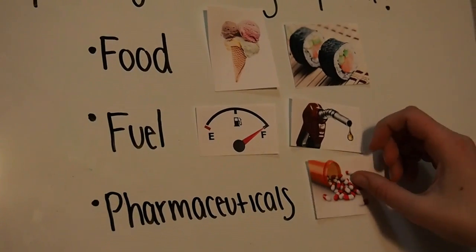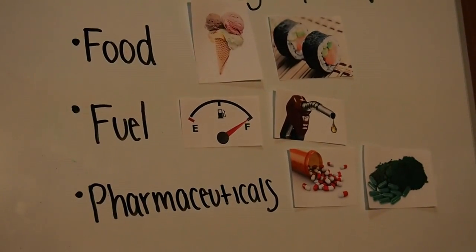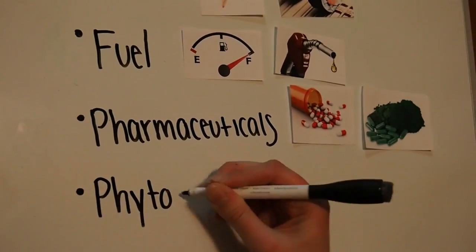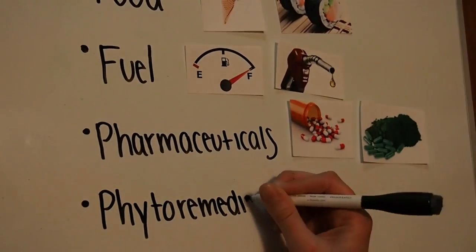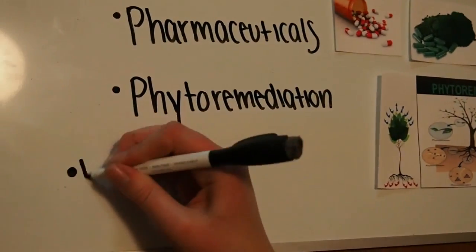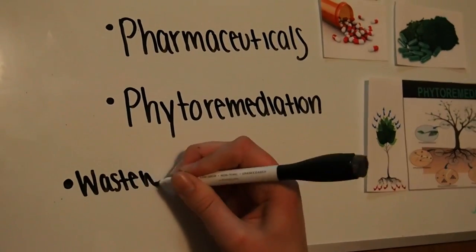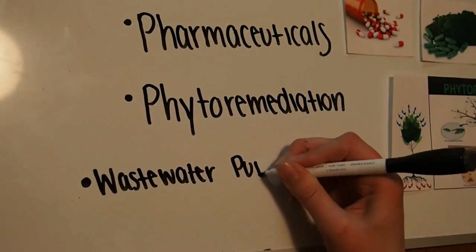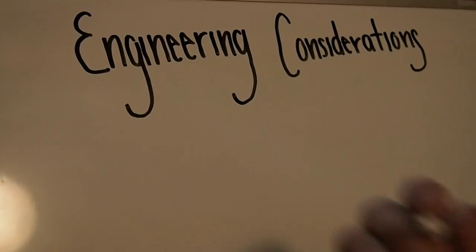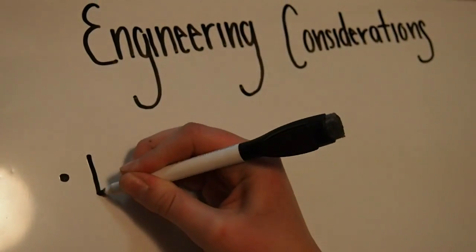Algae can also be used to remove contaminants from environmental surfaces in a solar energy-driven technique called phytoremediation. Lastly, algae is used for wastewater purification. Due to its synthetic capabilities, algae can convert solar energy into useful biomasses while eliminating harmful elements like nitrogen and phosphorus. There are several engineering considerations you must take into account when culturing algae.